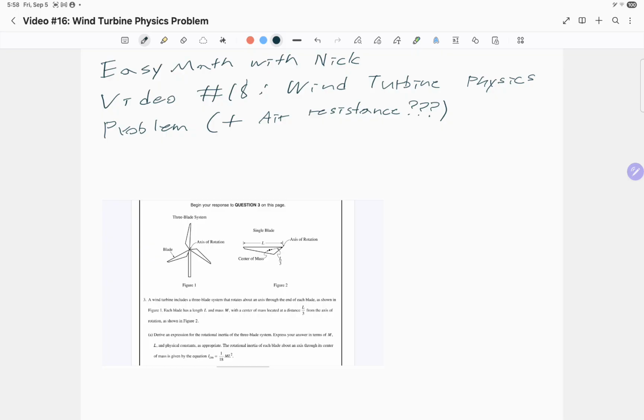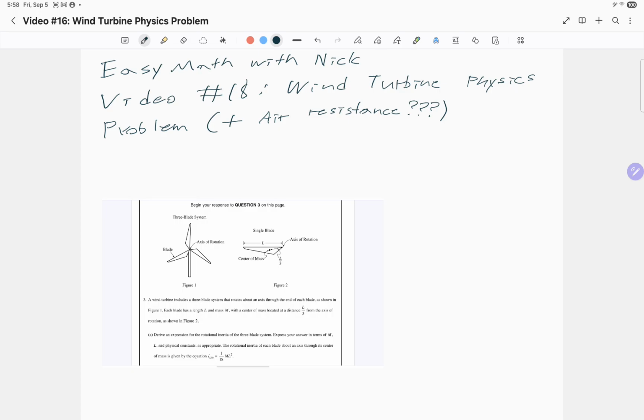Today we are going to do a wind turbine Physics C problem. This was on the AP Physics C exam, Form B, I can't remember what year. I'll probably put it in the comments or the description, but if you're interested, ask me and I'll find it for you.